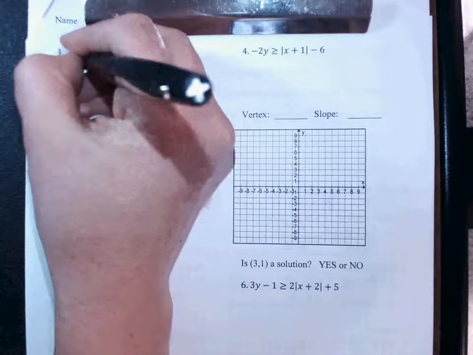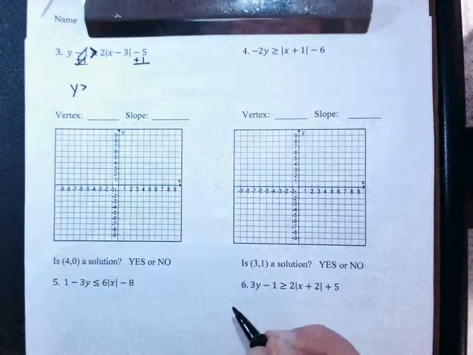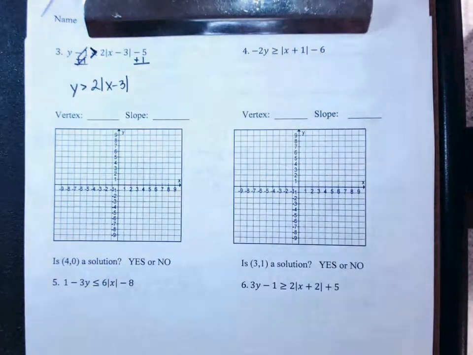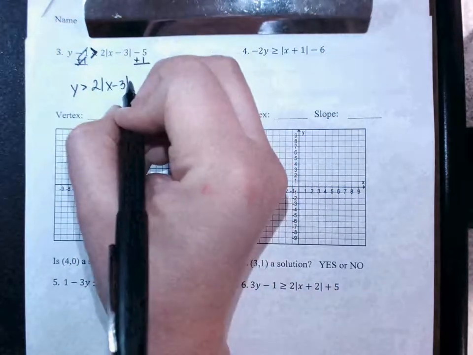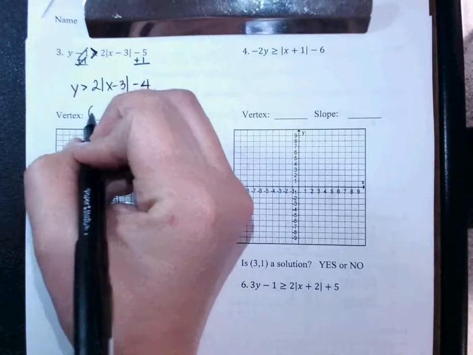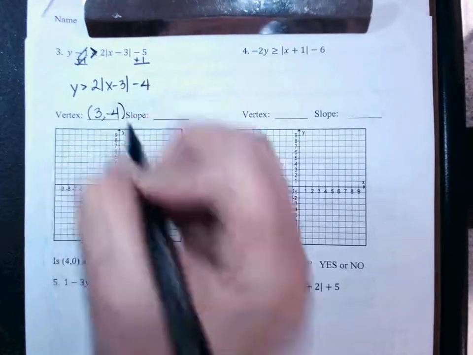These guys cross out. I have y greater than, then I have my 2x minus 3. And then that was a negative 5, but I added 1. What is it now? Negative 4. What does that make my vertex? 3, negative 4. Good job, Sia.